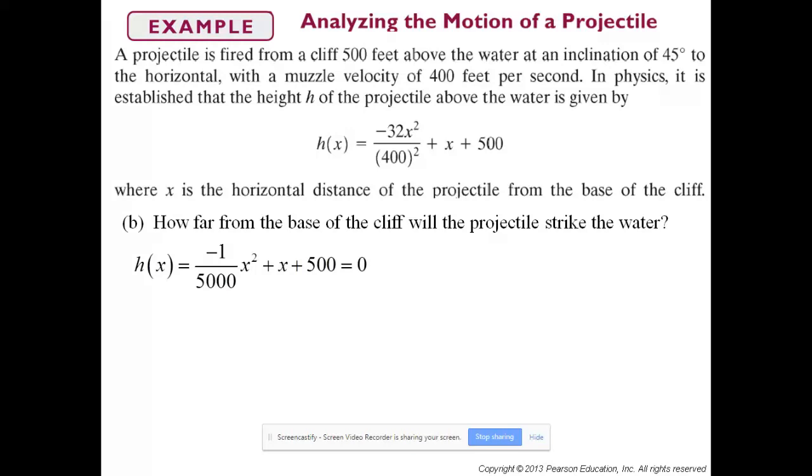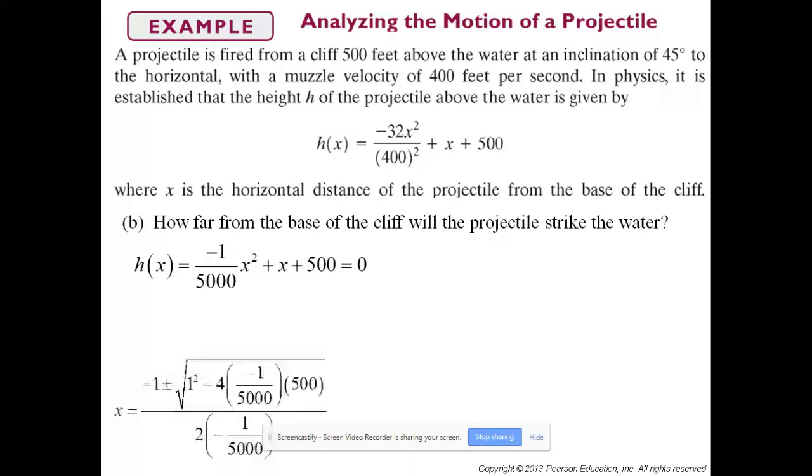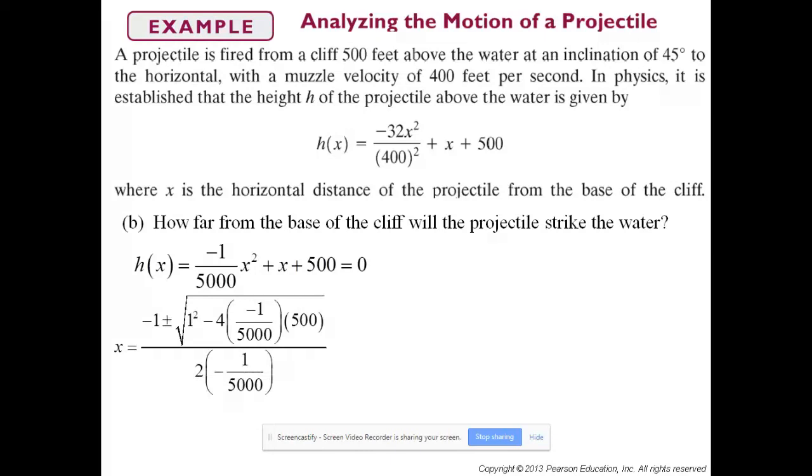What would be maybe the best way to solve that? Is it factoring? No, definitely not. Anytime you've got a fraction in there, factoring's not going to be a good option. Quadratic formula. There it is. Negative b plus or minus the square root of b squared minus 4 times a times c, divided by 2 times a. How many answers are you going to get from that? 2.